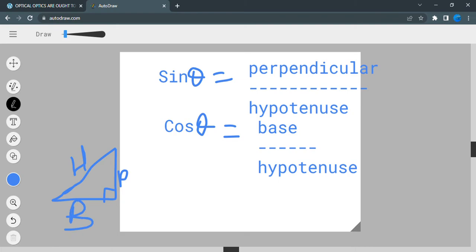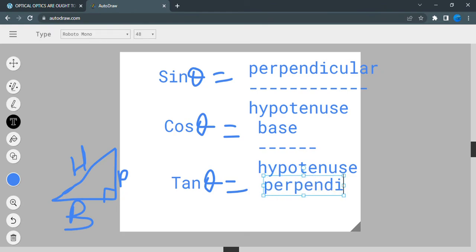So we define sine theta as the perpendicular upon hypotenuse, cos theta as the base upon hypotenuse, and finally tan theta, we write tan theta as, guess it, the perpendicular upon base.